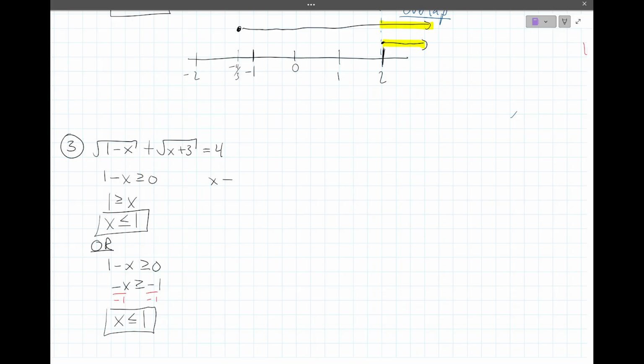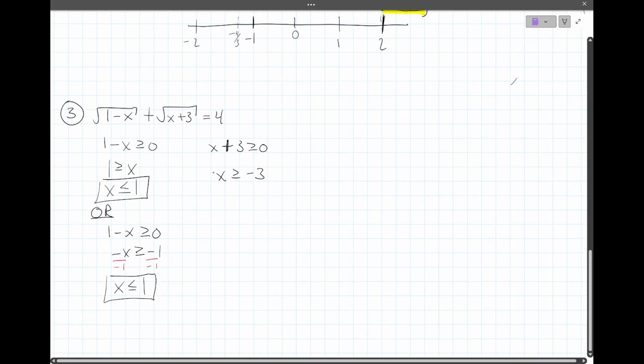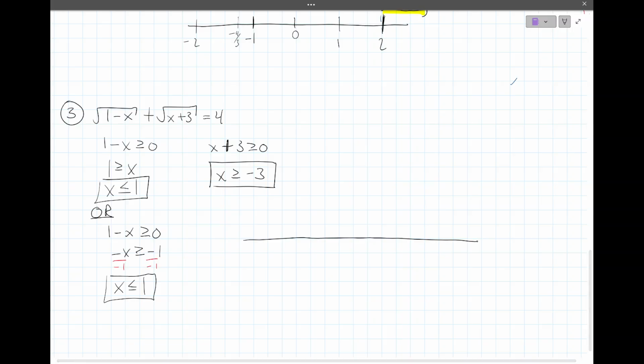And then we also have x plus 3. X plus 3 has to be greater than or equal to 0. Well, that means for us, x has to be greater than or equal to negative 3. So that's one of our solutions here. Let's see what that means on the number line, because we need to make sense of this.